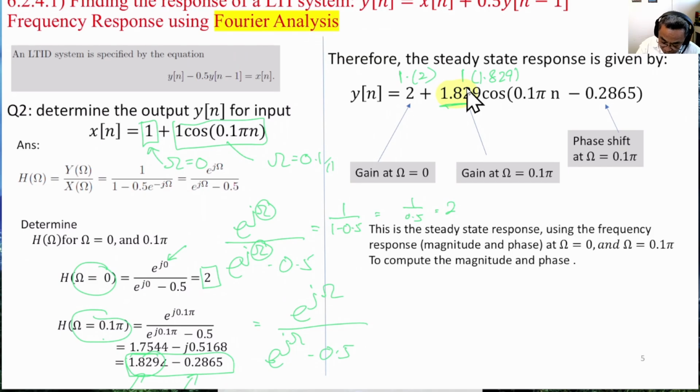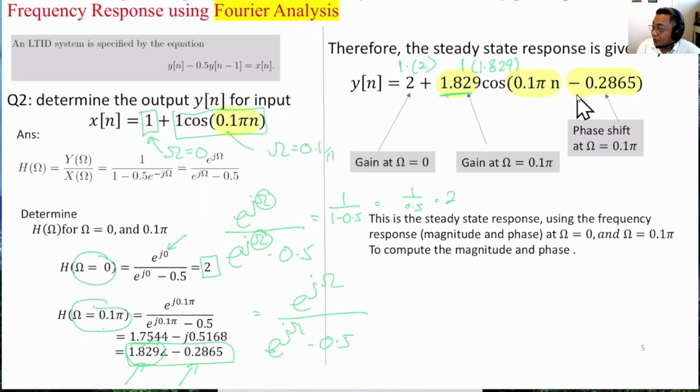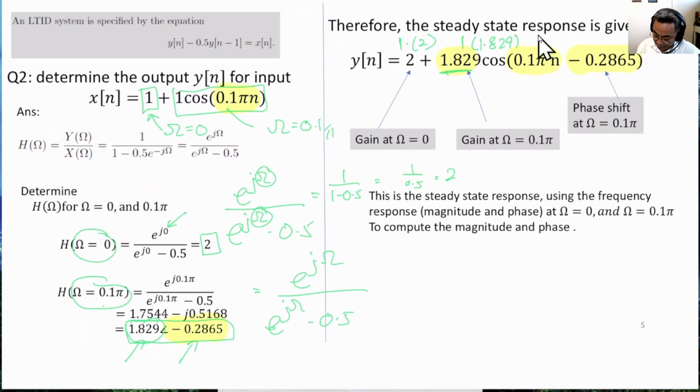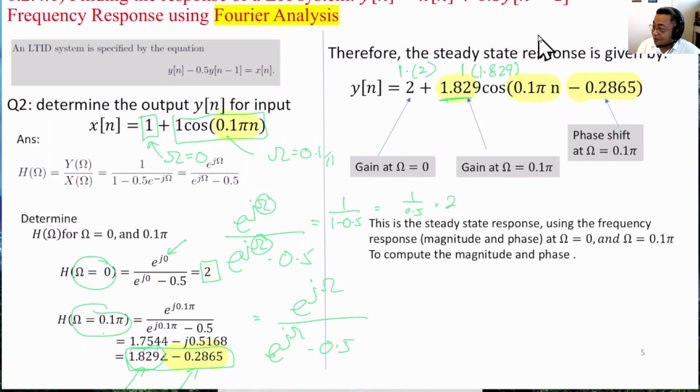Now, the original signal has 0.1 pi n. Remember, cosines are eigenfunctions. A cosine of this frequency goes in, the same cosine comes out, at the same frequency. The magnitude is changed by this frequency response, as well as the phase. So this minus 0.2865 comes from this value here. It means that at this frequency of 0.1 pi, the sinusoid will be delayed by 0.2865 radian. Okay, so this is the general idea.